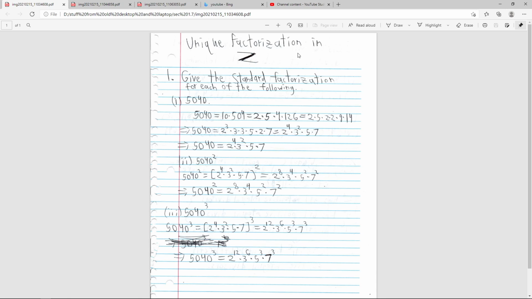Hello. Unique factorization in Z. This is a very short video. This should be very short, just a couple examples of this type of concept. Give the standard factorization for each of the following.